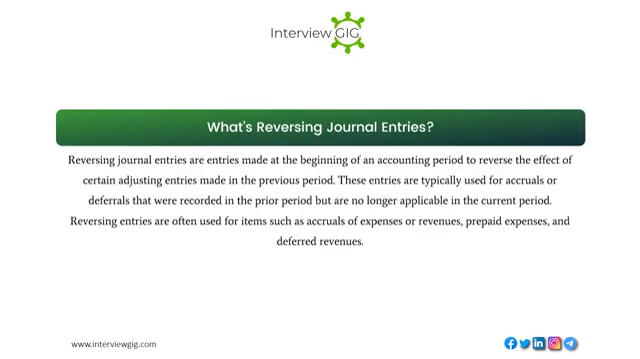What are reversing journal entries? Reversing journal entries are entries made at the beginning of an accounting period to reverse the effect of certain adjusting entries made in the previous period. These entries are typically used for accruals or deferrals that were recorded in the prior period but are no longer applicable in the current period. Reversing entries are often used for items such as accruals of expenses or revenues, prepaid expenses, and deferred revenues.